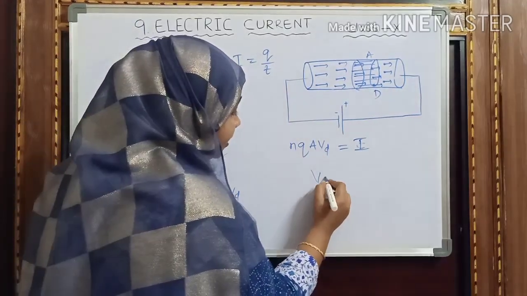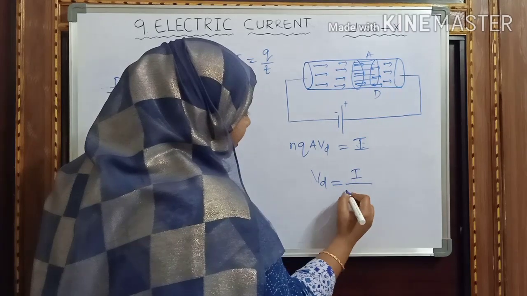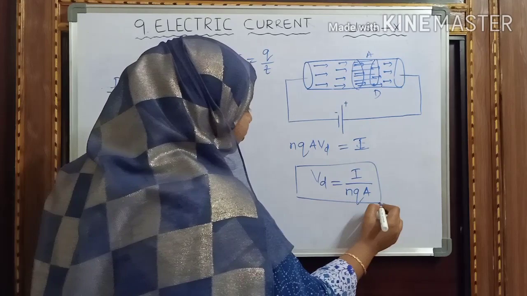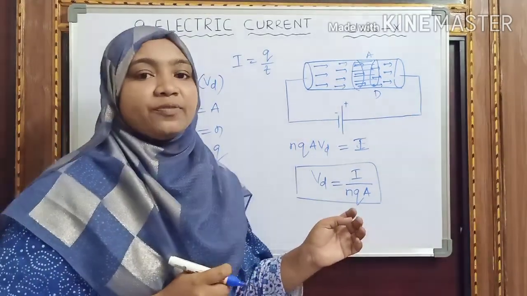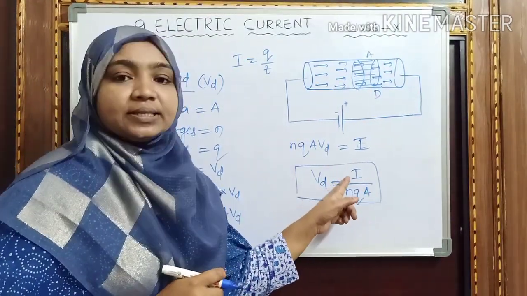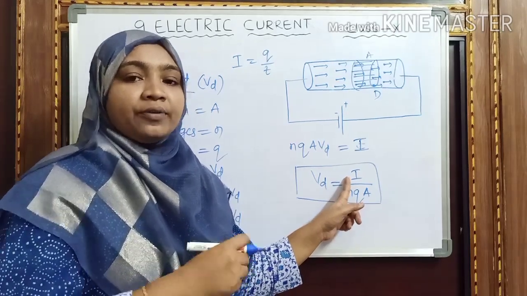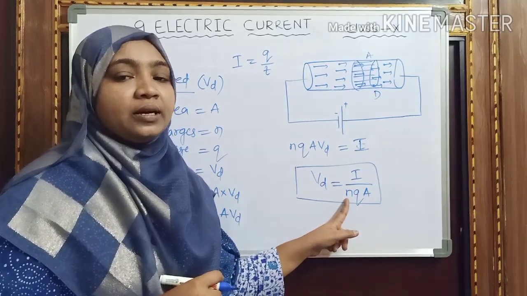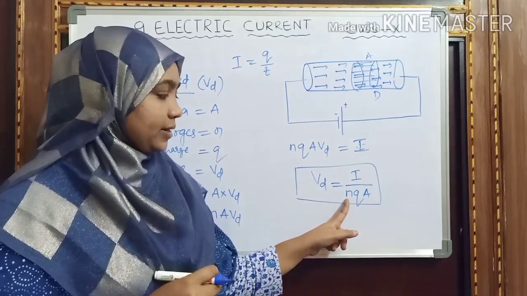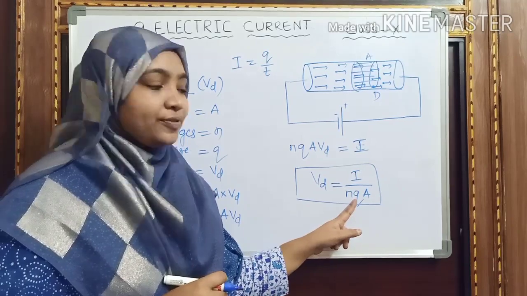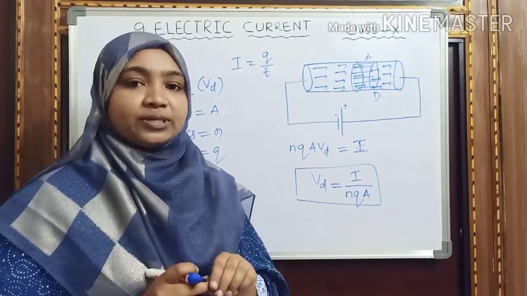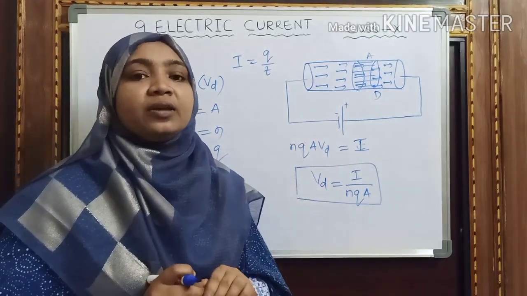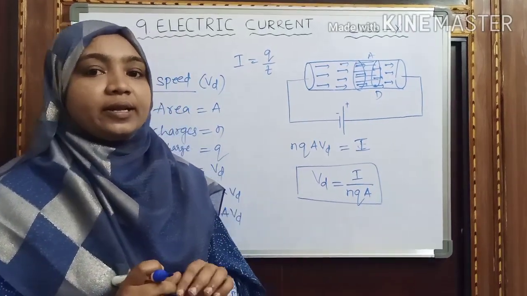So Vd can be written as I divided by nQA. This is the equation to calculate the drift speed of an electron in a conductor. Here I is the electric current, which we measure with the help of an ammeter, n is the number of charges, or we can take it as the density of a conductor, Q is the magnitude of charge and A is the area of cross section of a conductor. So this is the drift speed of an electron in a conductor.